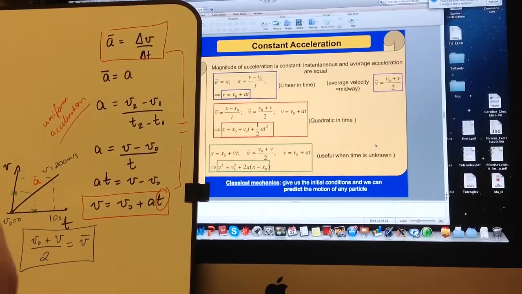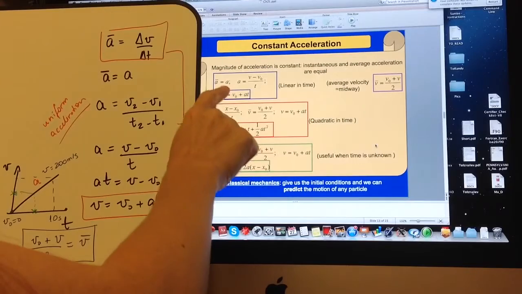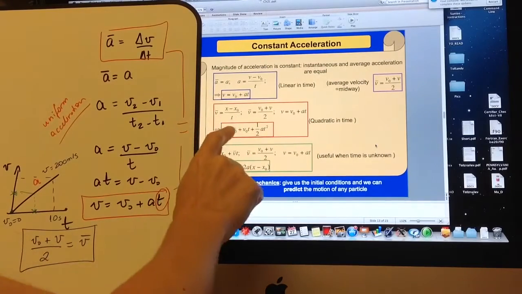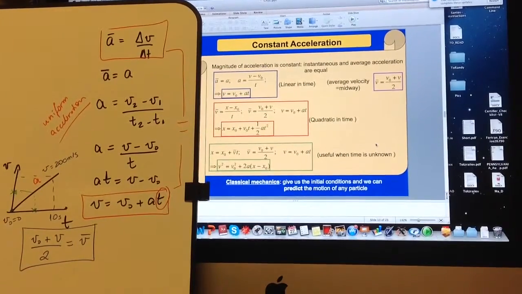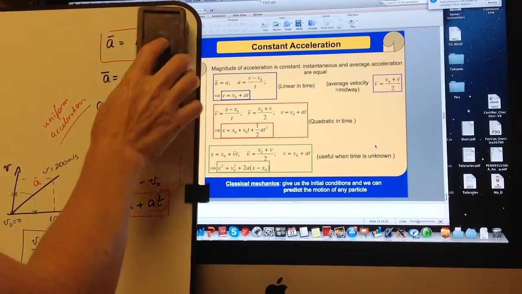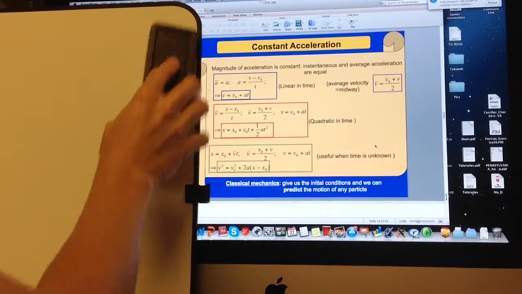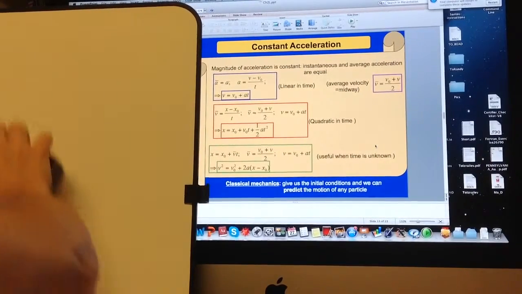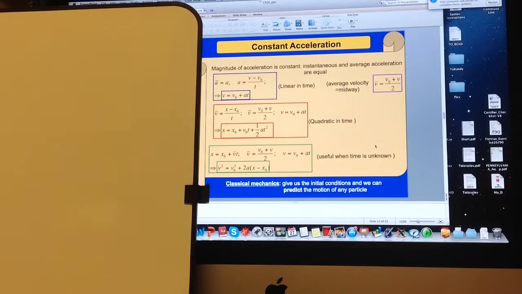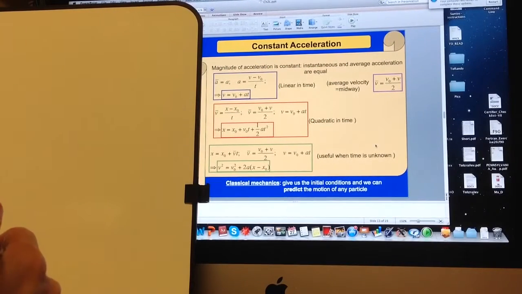Okay, another important equation, this one. This is an equation for velocity. This one in red is an equation for position. How do we get that equation? It's a little game. You do not need to know how to derive it, you just need to know how to use it. But I'll show it to you quickly here. But again, you do not need to know how to derive it.